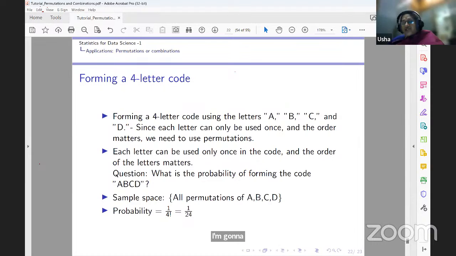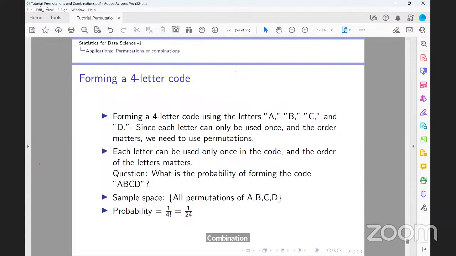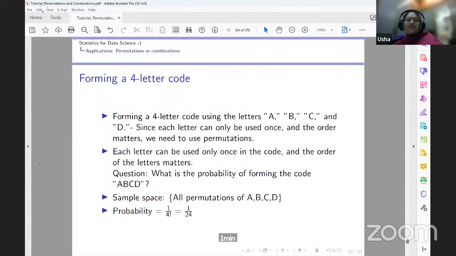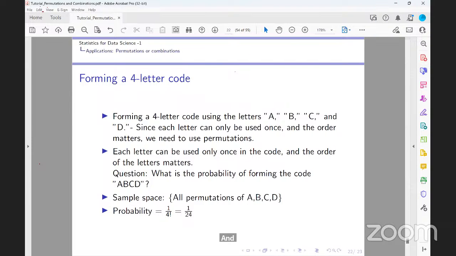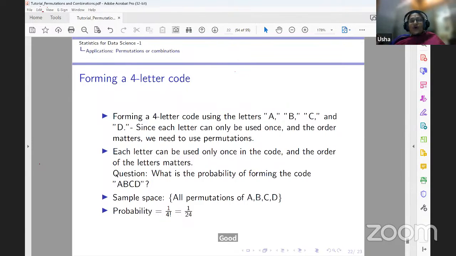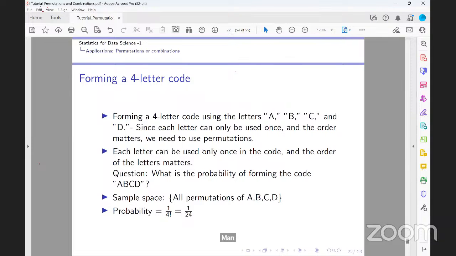Ma'am, why is ice cream flavor a combination? With ice cream, you're just choosing 3 flavors. Any arrangement doesn't matter. But if you are specific that chocolate should be on top of vanilla and on top of strawberry, then it would be a permutation. But do you actually do that in an ice cream? I do not know. Is that clear, please? Yes, ma'am.